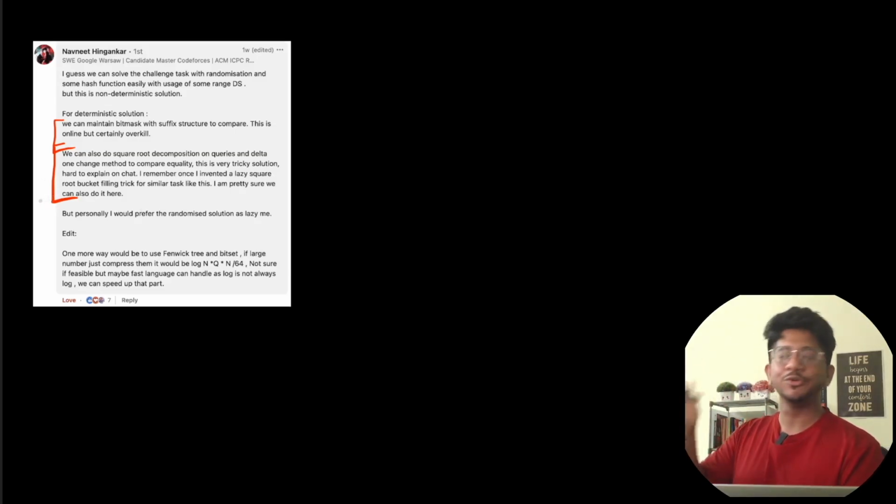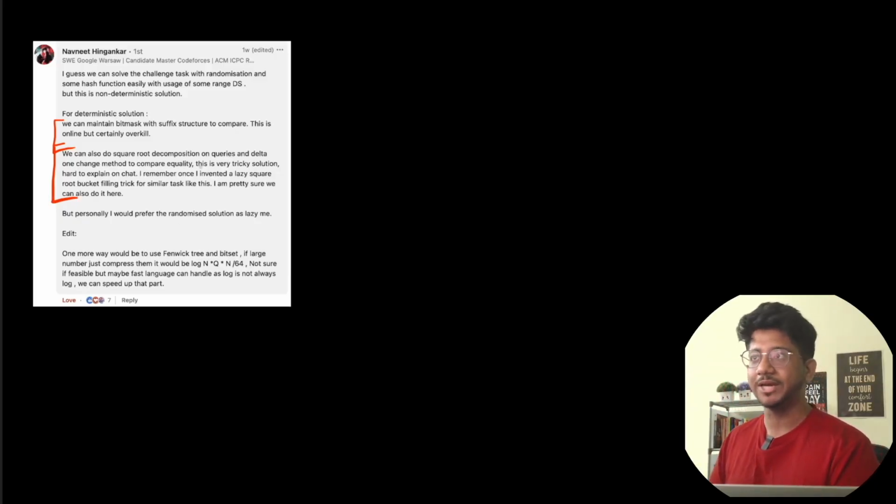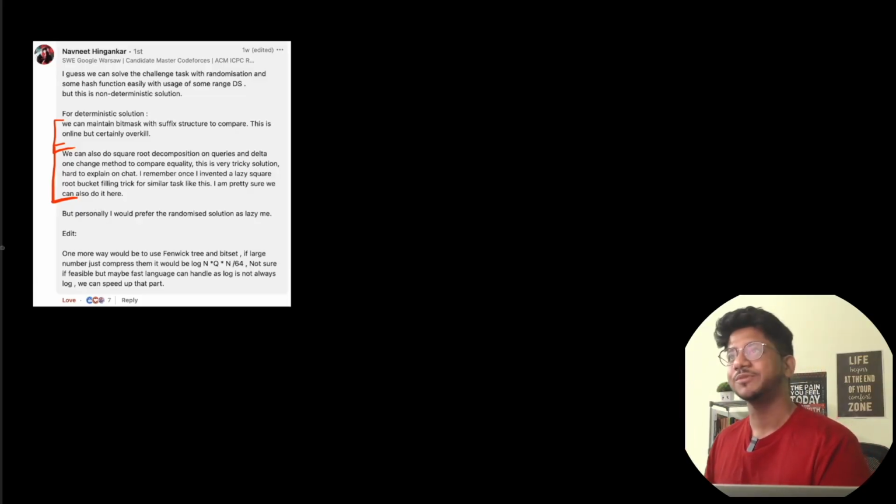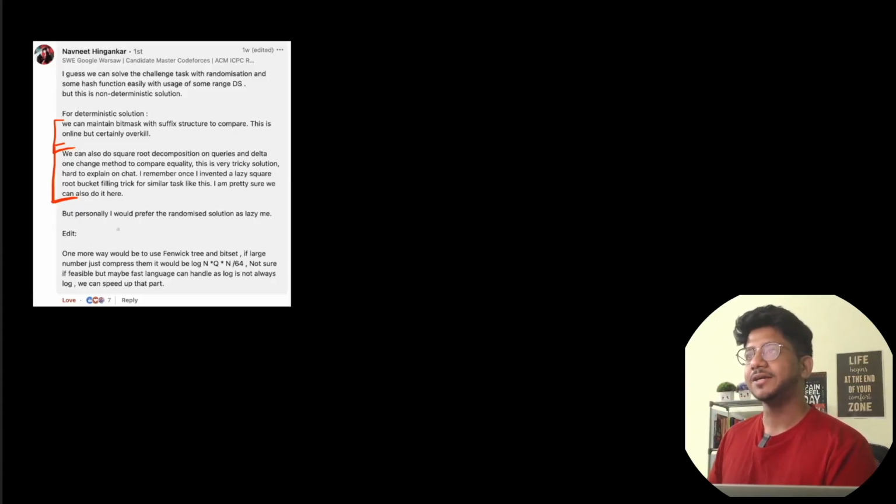So in fact, if you don't know about square root decomposition, there are like 5 core ideas in square root decomposition that come up. This is one of them, right? What he's talking about. 5 to 6 ideas exist all together in square root decomposition. Maybe we'll cover that in some video in future, right? So this is there. And I think the randomization solution is obviously the best one.